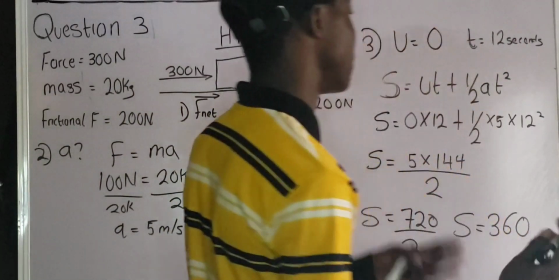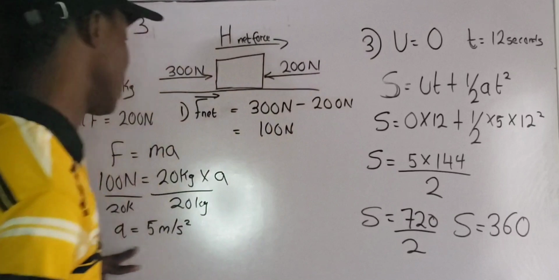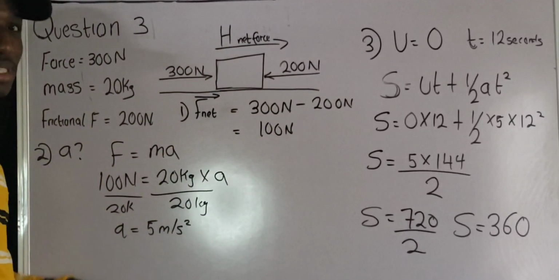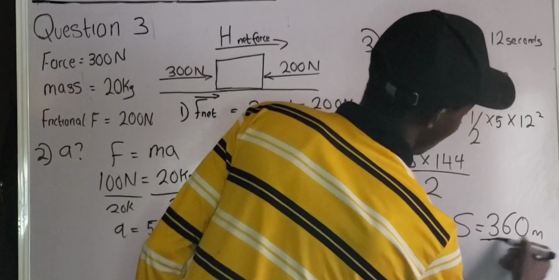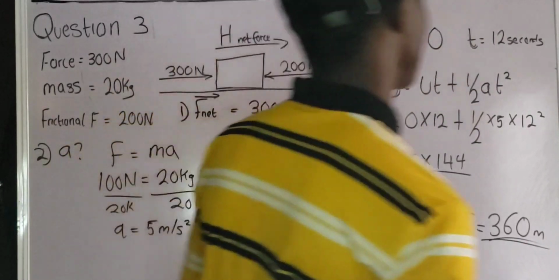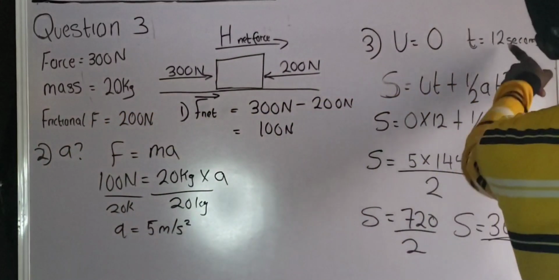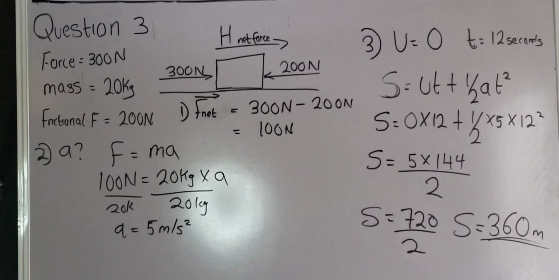Distance is measured in meters, because our acceleration is in meters per second squared. So the distance that the box will cover at time 12 seconds is 360 meters if it continues to accelerate at 5 meters per second squared.